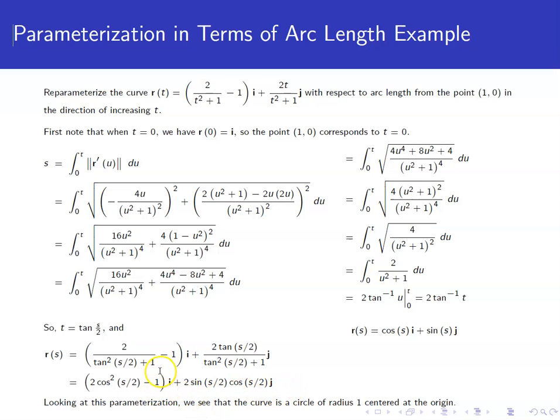And then recognizing these as the double angle formulas for cosine and sine, respectively, I can rewrite the first component as cosine of s and the second component as sine of s. So reparameterizing this curve in terms of arc length, we get cosine of s i plus sine of s j. And this tells us that we've actually got a curve, which is a circle of radius 1, centered at the origin.